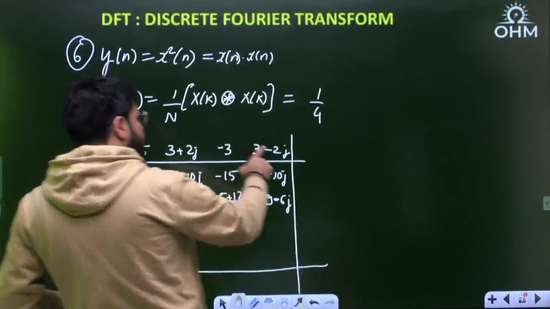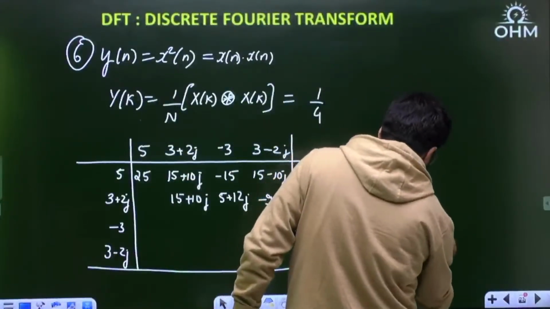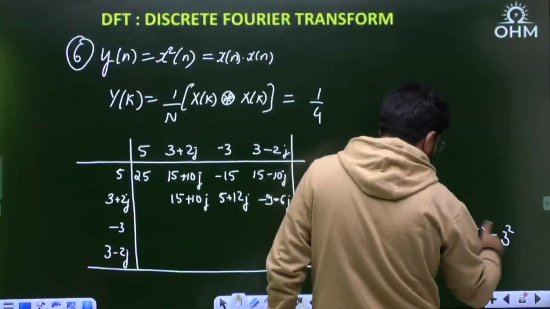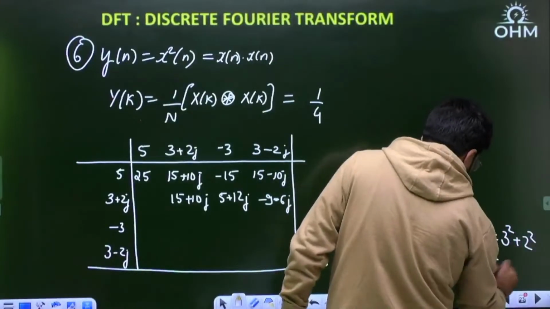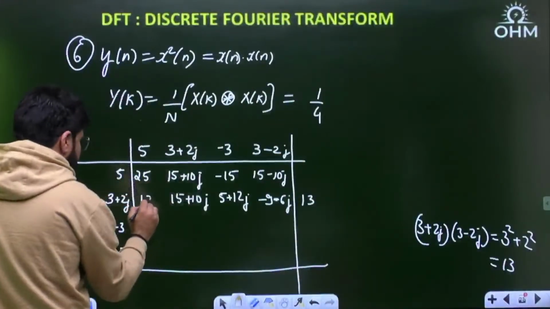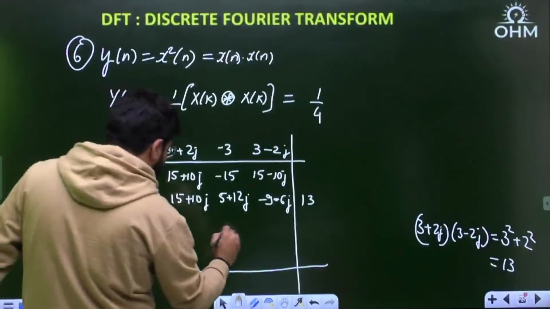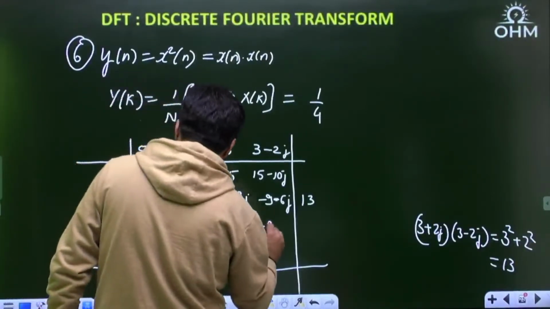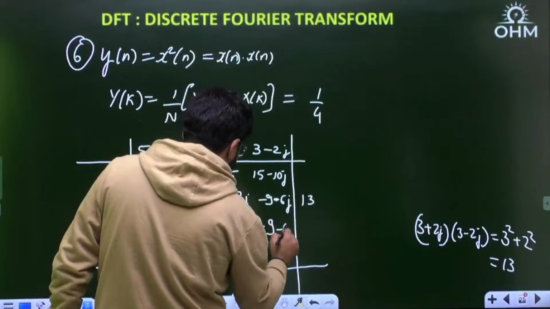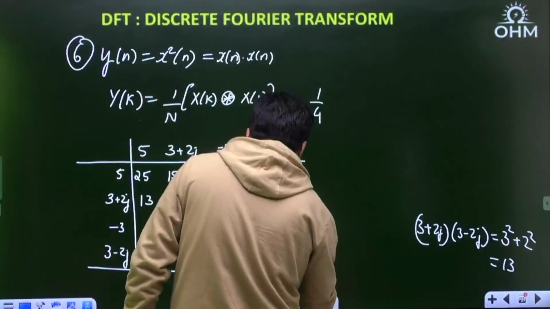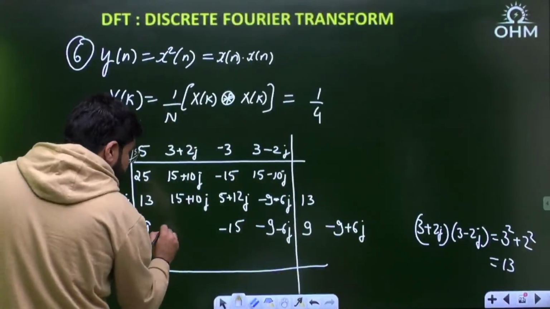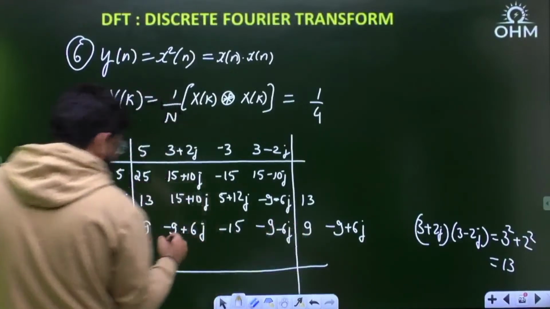Then 3 plus 2j with 3 minus 2j. What is this multiplication separately? 3 plus 2j when you multiply by 3 minus 2j is going to be 3 square minus 2 square j square, but j square is minus 1, so it becomes 3 square plus 2 square, that is 13. So the next number here is 13, but you circular shift and bring it here. Then multiply by minus 3. Minus 3 into 5, minus 15. Minus 3 into the above element, minus 9 and minus 6j. Minus 3 into minus 3, plus 9, and then minus 3 into 3 minus 2j, minus 9 plus 6j. Then these elements, 9 and minus 9 plus 6j, I circularly fold and circularly shift and bring it here.